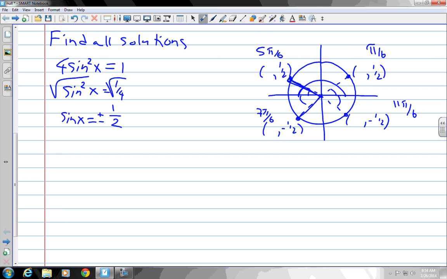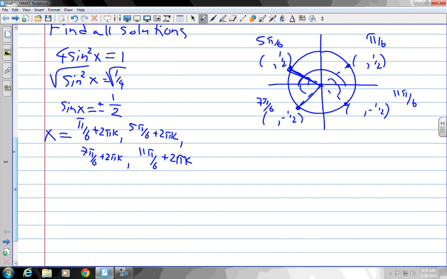So let's list them. We have pi over 6 plus 2 pi k. Then we have 5 pi over 6 plus 2 pi k. Then 7 pi over 6 plus 2 pi k. Then 11 pi over 6 plus 2 pi k. That's what it means to find all solutions. Is that right? Are you with me on this?